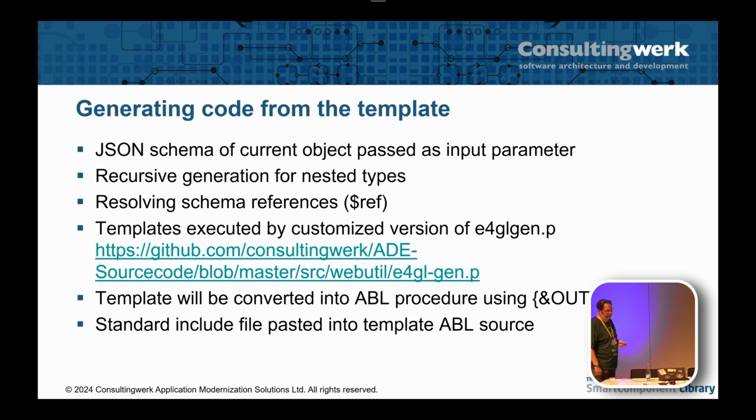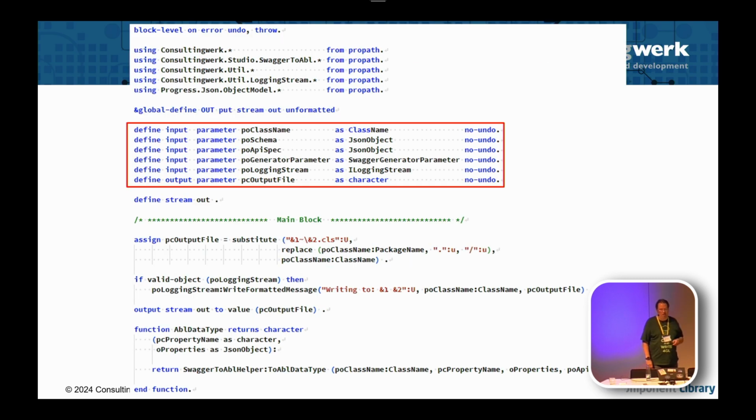e4gl.gen.p is part of the Progress ADE source code. We have a Git repo of that. Progress has a Git repo, so it's very easy to get to the source code of that one. So that's the include file that I mentioned with parameters there and the ABL function to get to the data type. And in the meantime, a little bit extra, but basically that's it.